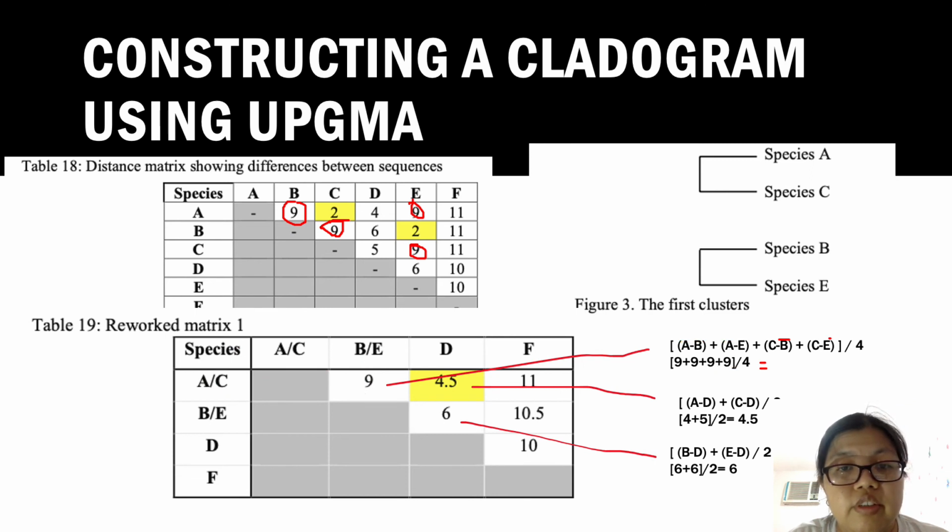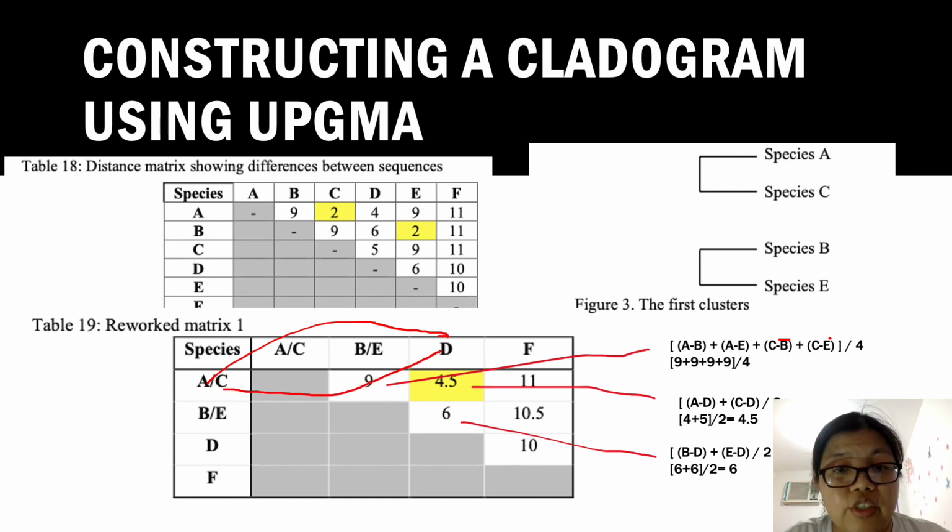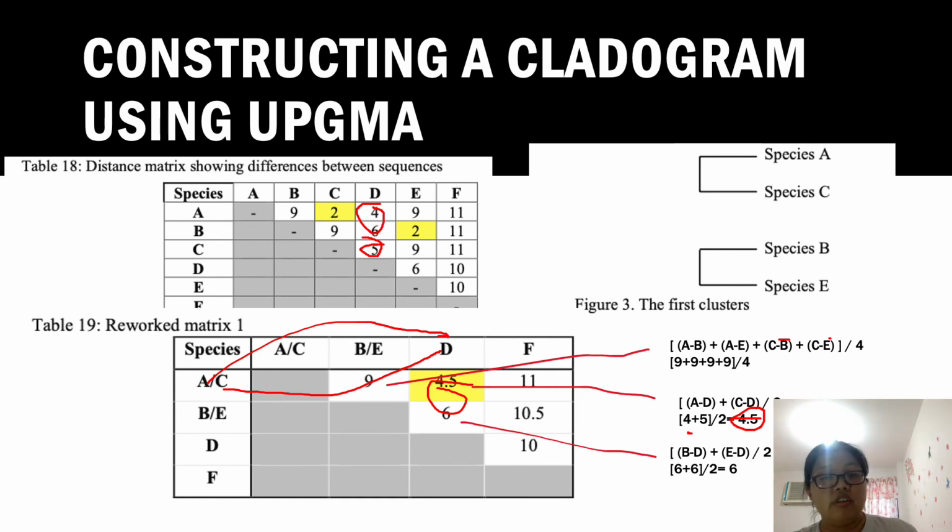Okay, same thing with the other one, the 4.5. Where did we get the 4.5? 4.5 is from A to D, and then C to D, and then the average. So that's 4 and 5. A to D is 4, and C to D is 5. So 4 plus 5 divided by 2 is 4.5. Okay, so that is 4.5, and so on and so forth. So you have to rework the matrix.